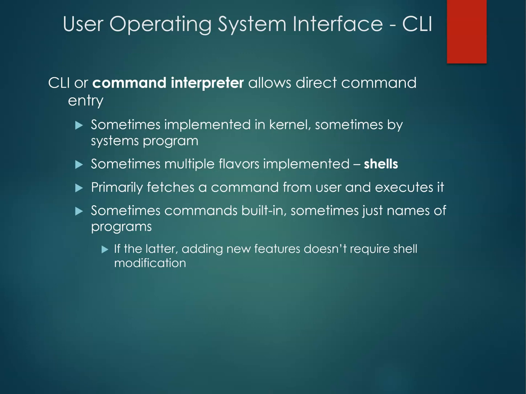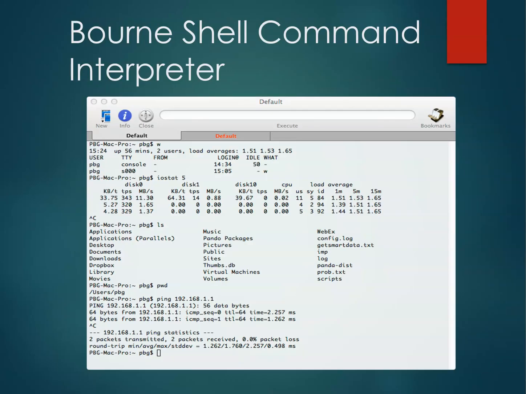The primary function is it fetches a command from the user and executes it. Sometimes they're built-in commands or names of other programs or batch files. The nice thing about the latter is adding new features doesn't require modifying the shell. So here's a quick example of using the Bourne shell to do various commands like pwd, print working directory, and so forth.